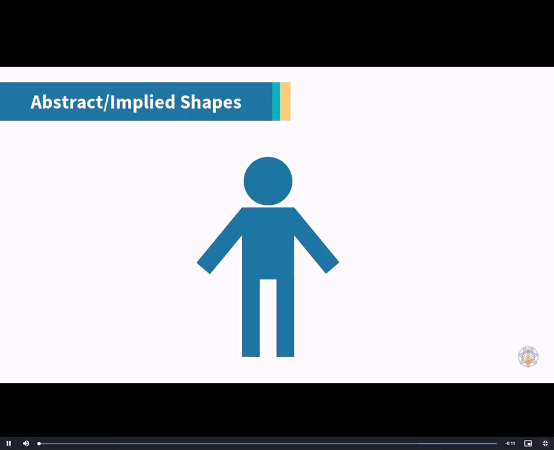The shapes we perceive as figure shapes we call positive shapes. The shapes of the ground are negative shapes.